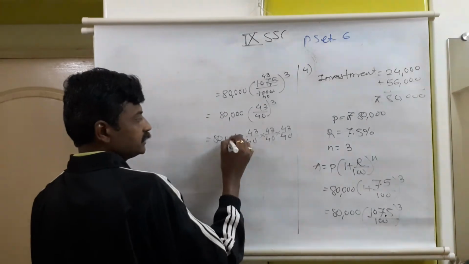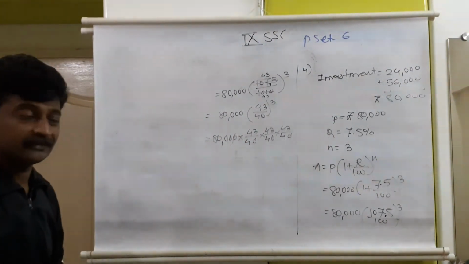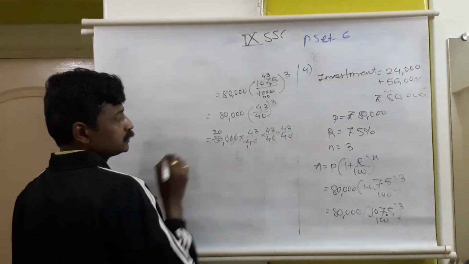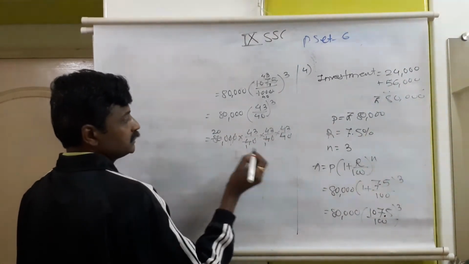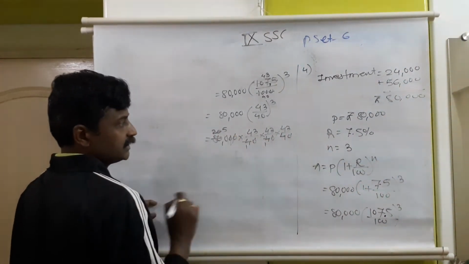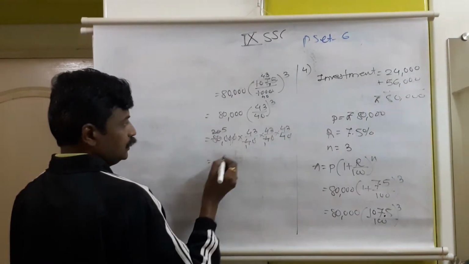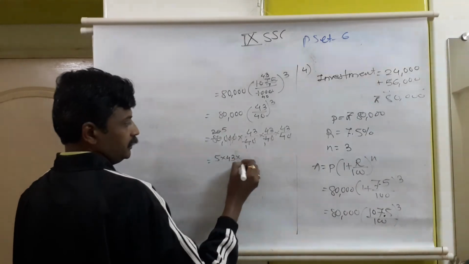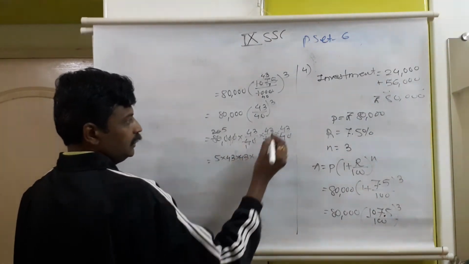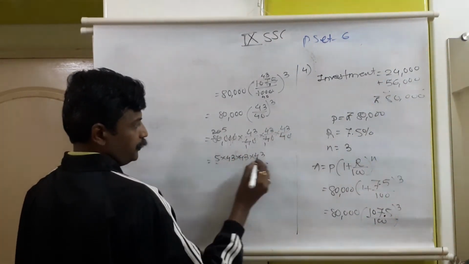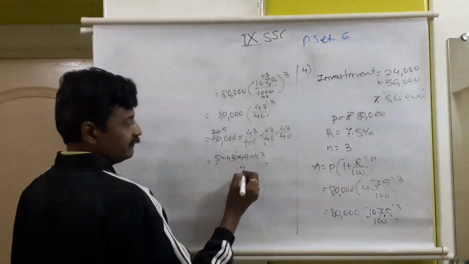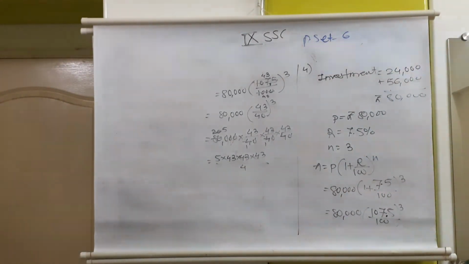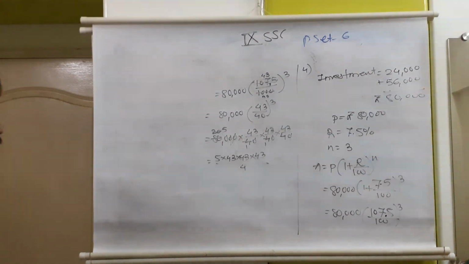3 zeros are cancelled. Now let us simplify it. 4 ones are 4, 4 twos are 8, 1 0 comes, again 4 ones are 4, 4 fives are 20, now this 4 is as it is. So at the numerator we have 5 into 43 into 43 into 43, and there is only one 4 at the denominator. So first we'll carry out the product at the numerator and then we will divide it by 4.